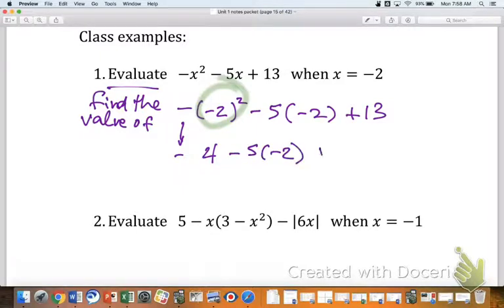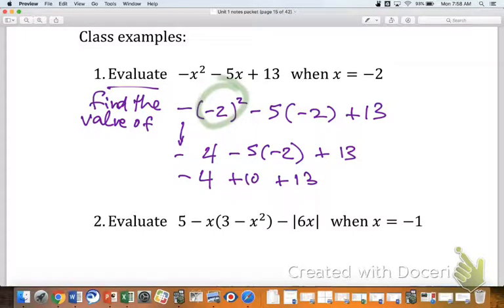-5 times -2 plus 13. I've done all my exponents. The next thing coming up is multiplication or division. You guys see any multiplication or division? Yes, I've got that 5 times -2, or you could think of it as -5 times -2. Either way, it's going to work out just fine. I'm going to think of it as -5 times -2. So what is -5 times -2? Positive 10. I still got that plus 13 hanging on the end there.